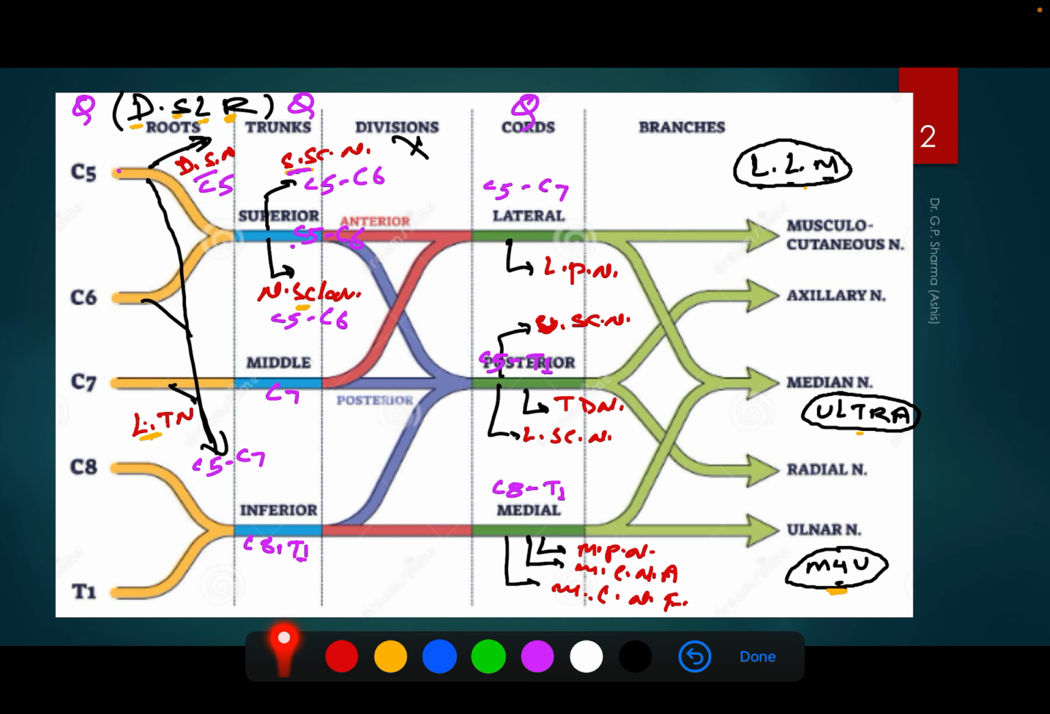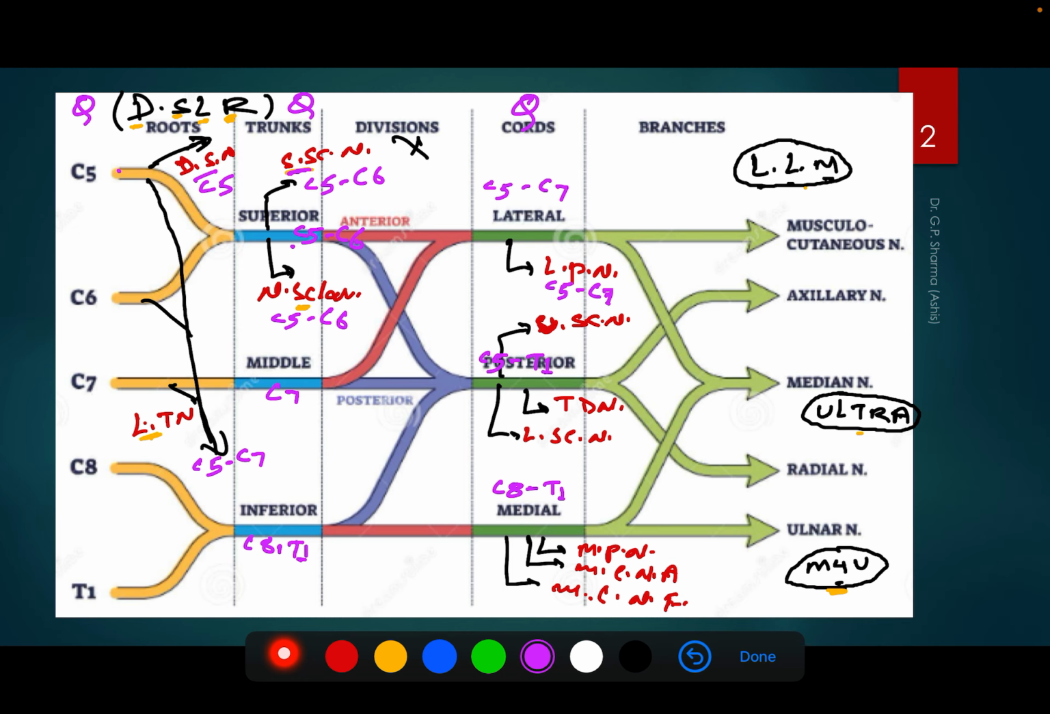Let's see first this branch, right? So this branch is coming from this, so it is containing the root values of how much? It's containing the root value C5 to C7, right? Look, it's going like this, and this is coming from this trunk goes this way and this way. That means it's containing the root value how much? C5 to C7. So that's my what? Lateral pectoral nerve. So the lateral pectoral nerve, the root value is C5 to C7, right?